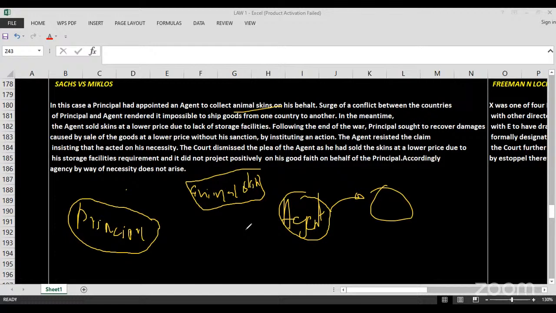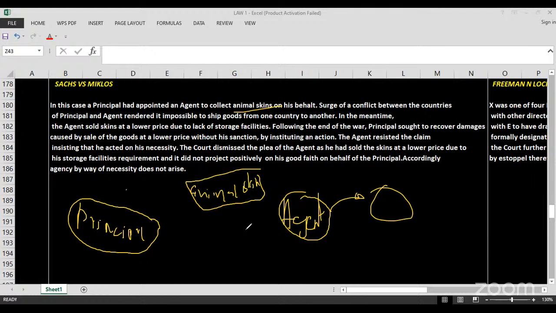Now the agent is saying that since I was facing storage problems, I can't store that. I can't keep those things with me for a longer period of time. That's why I sold it. The court says that no storage facilities is not a positive thing, because selling is the agent's responsibility. It's what he should do. If he's not doing that, why has he been given the responsibility?